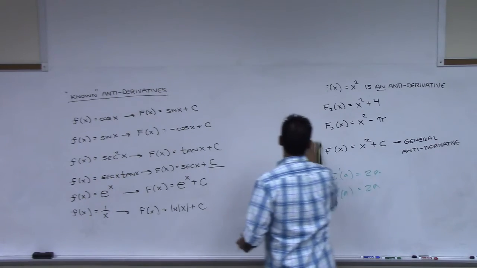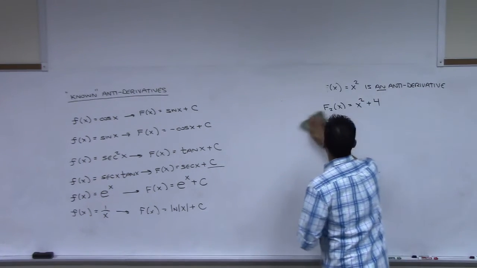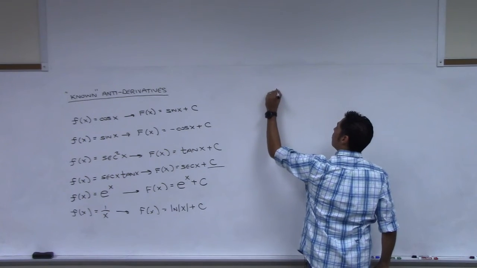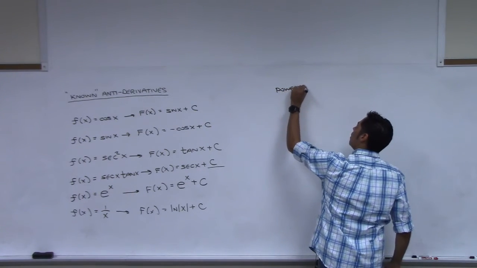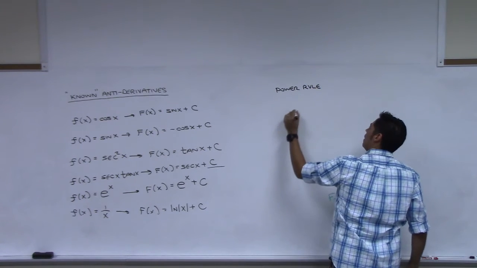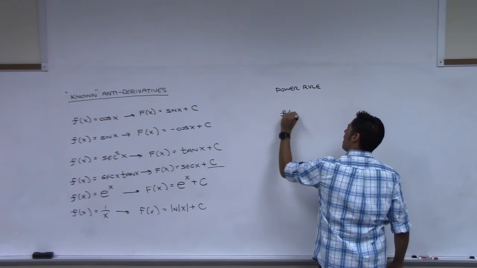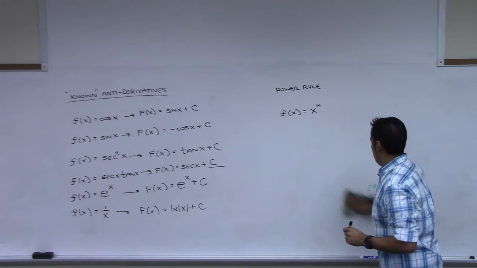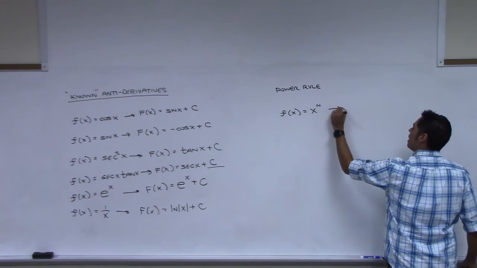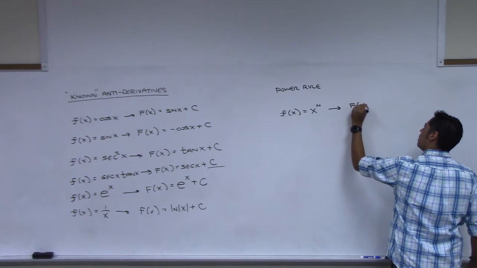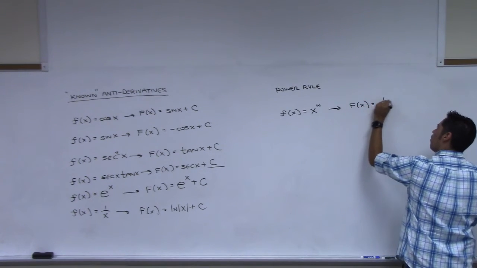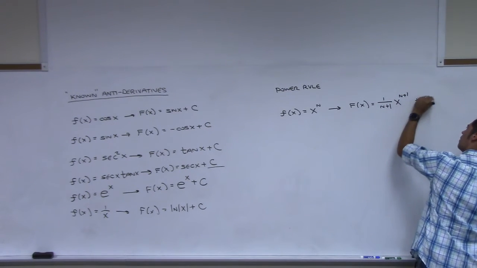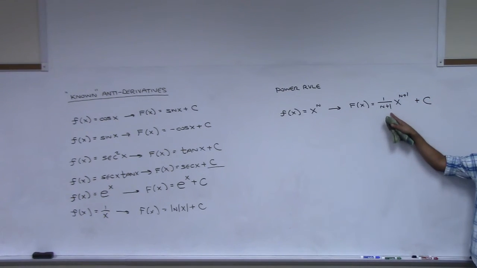if we have x to any power, we have a way of going backwards, right? So this is what we call the power rule. The power rule says that if little f of x is x to a power n, then the general antiderivative of this was 1 over n plus 1 x to the n plus 1 plus some constant. Y'all have that in your notes from last time, right?